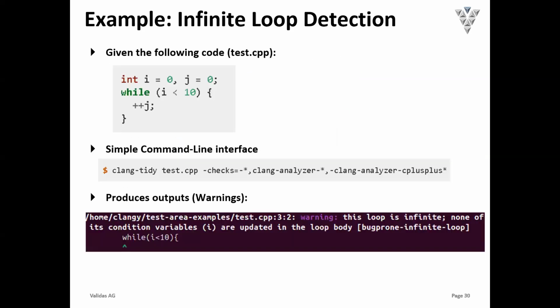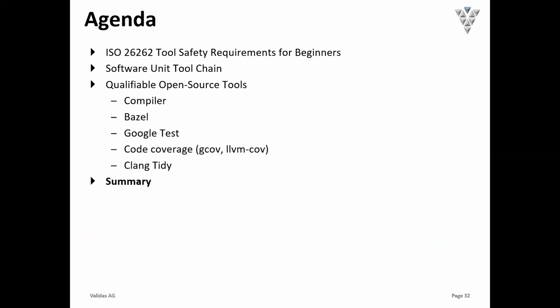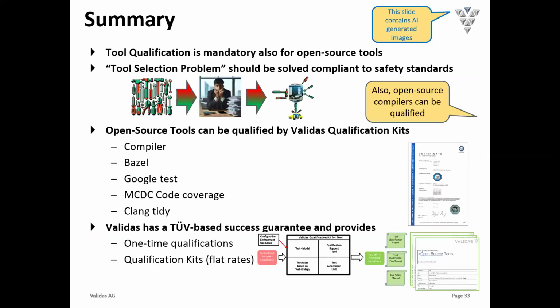Okay, let's come to clang-tidy. So we have, for example, here, it can detect infinite loops with some rules, and then it will warn you. And yeah, it also has known bugs, that it does not do some things you might expect it to do. Okay, in order to have some time for questions, I come to the summary.